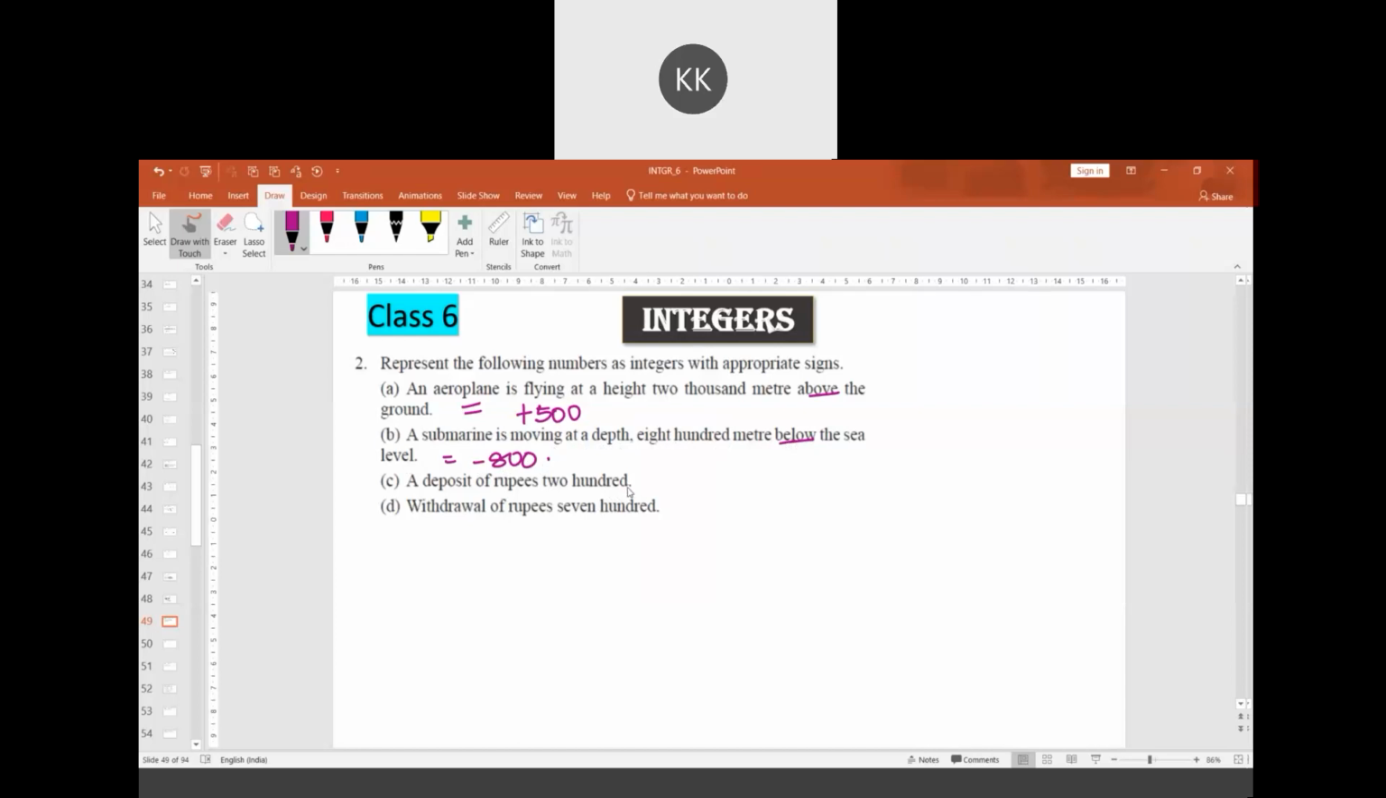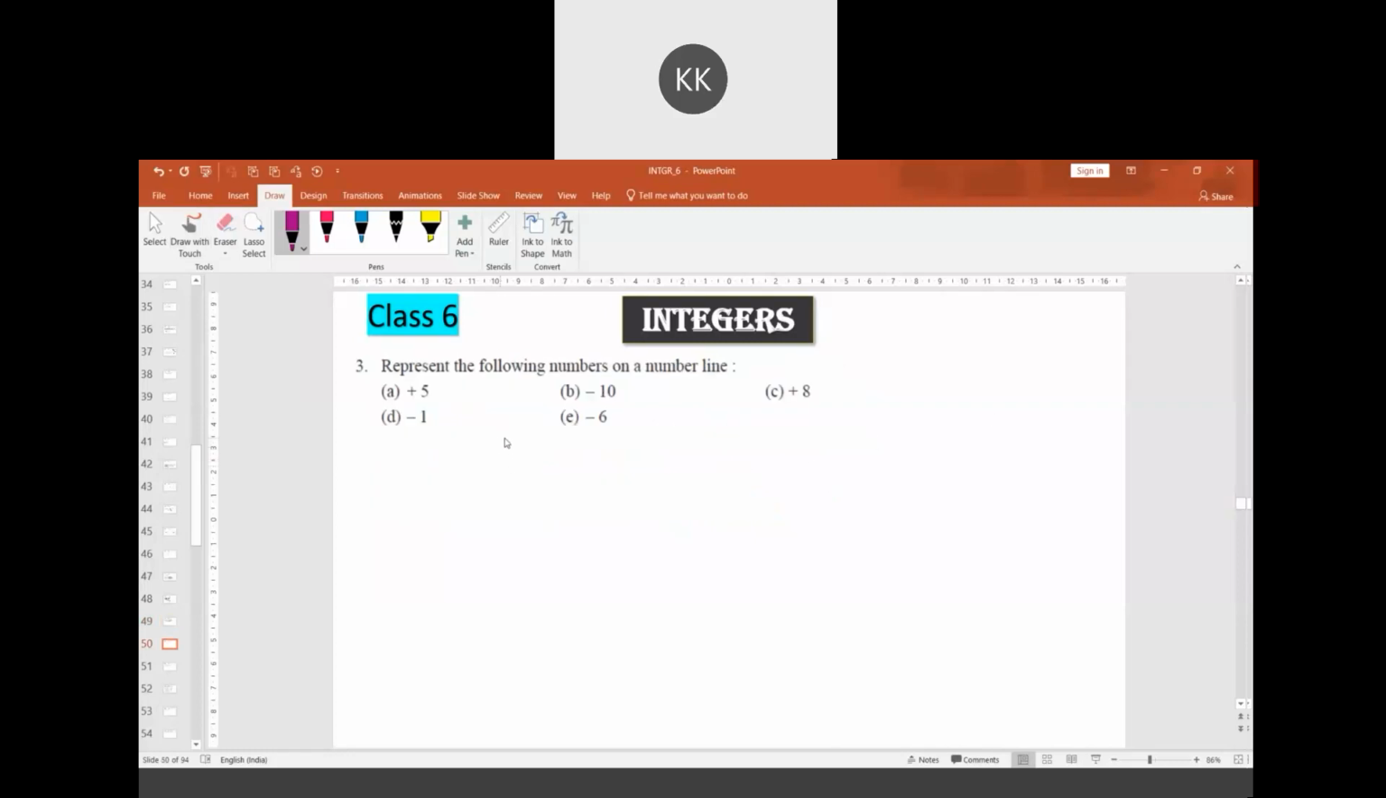A deposit of rupees 2000. Whenever there is a deposit, we always consider it positive, so plus 2000. Whenever there is a withdrawal, we'll consider it negative, so it is minus 700. Hope all of you have understood. At the end, I'll be asking if there is any doubt.